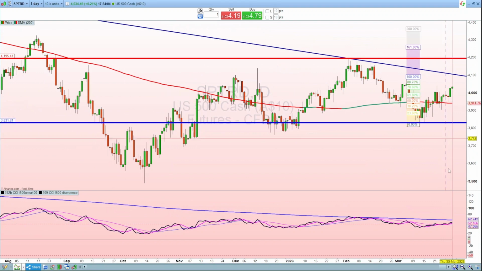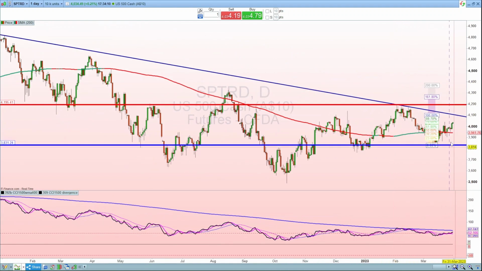So to be more confident, we want to see it break above this moving average on the CCI 1500. Likewise, if it does that, it should break above this descending diagonal trend line, and then ultimately above this key resistance area to be more bullish confirmed.